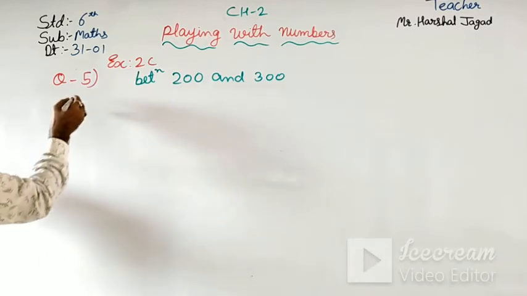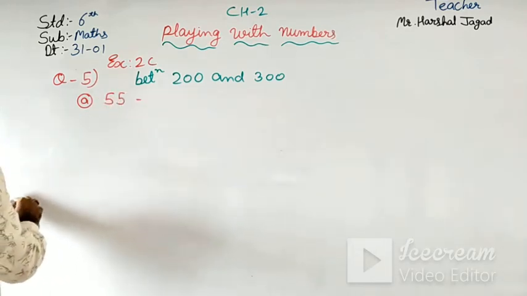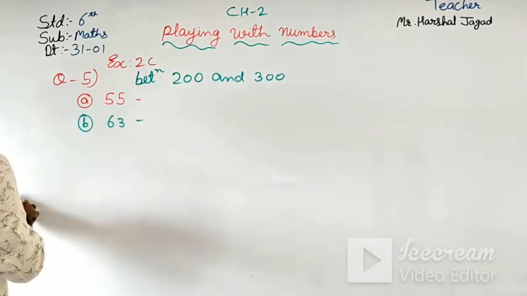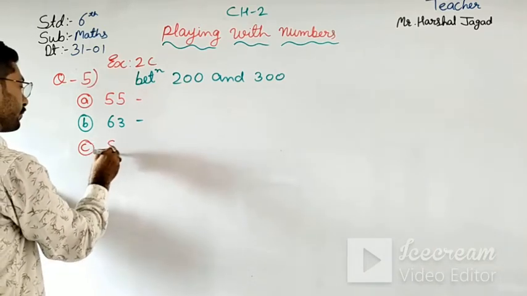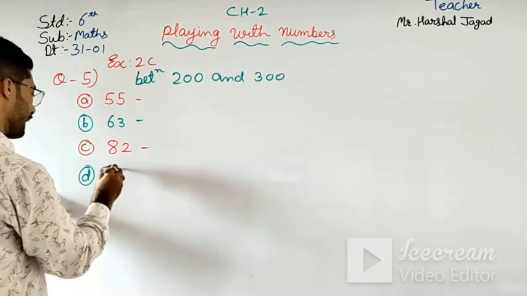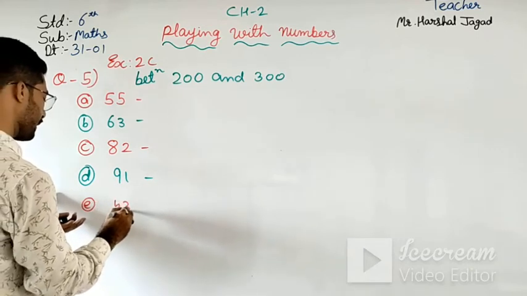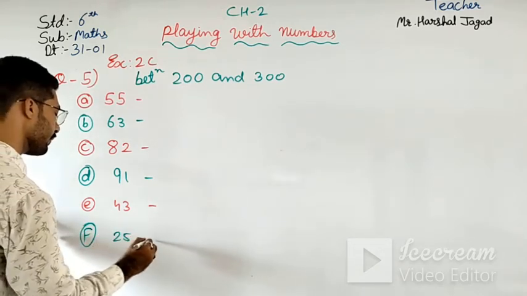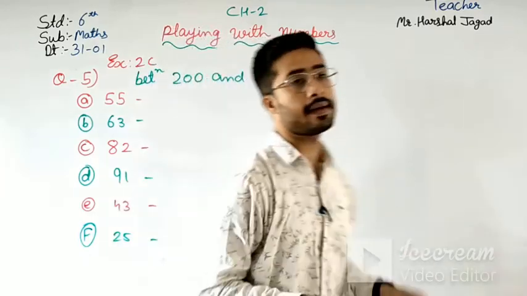So here, the first one is 55, second one is 63, third one is 82, D is 91, E is 43, F is 25. Okay, so here we have to find out the multiples between 200 and 300.